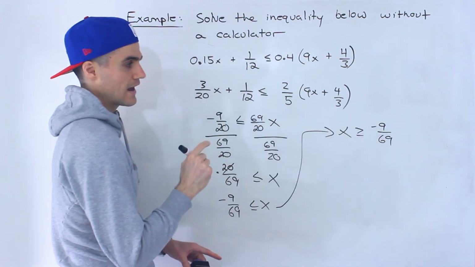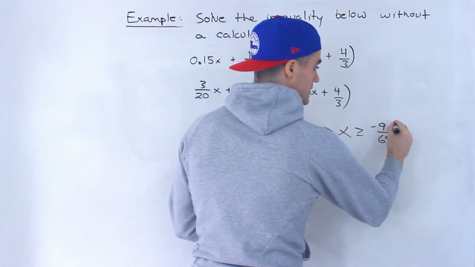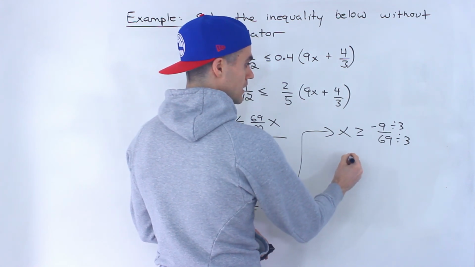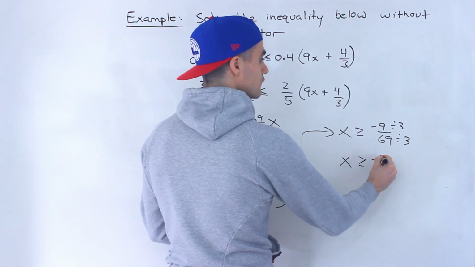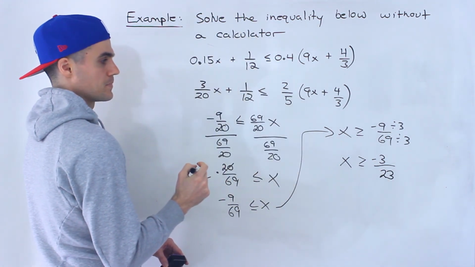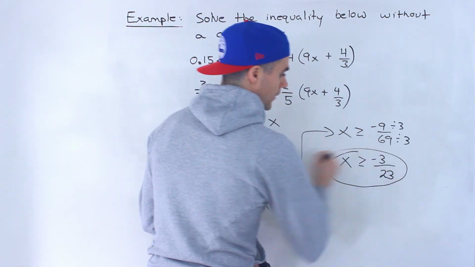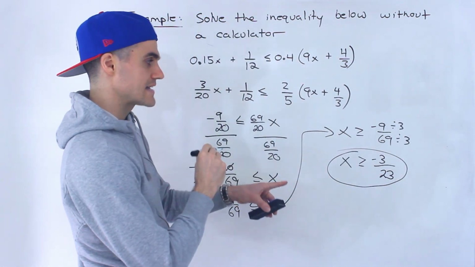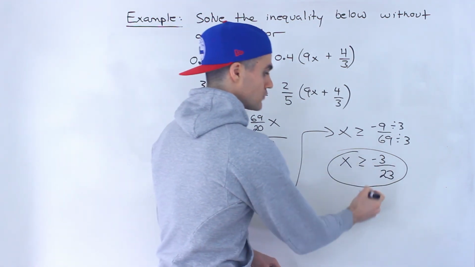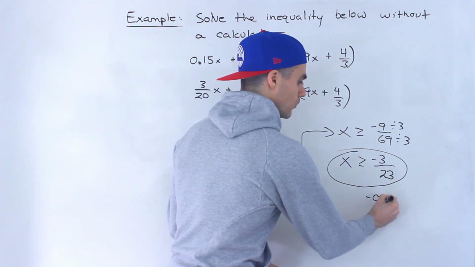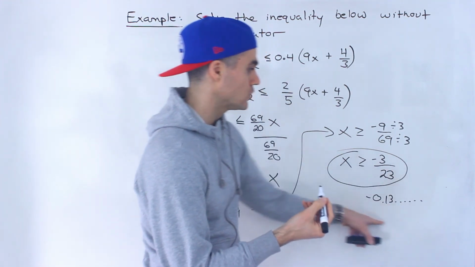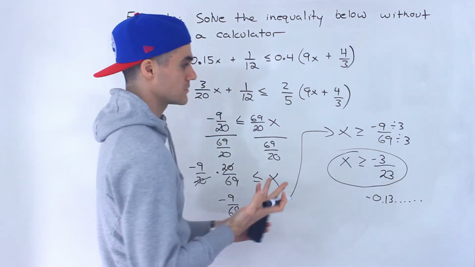And then this here, that actually can simplify further. We can divide this by 3, divide that by 3. So we would end up having x is greater than or equal to negative 3 over 23, like that. So this here would end up being the answer. And if you did this with a calculator, the negative 3 over 23, that's going to be like negative 0.13, and it's going to repeat if you notice. And so getting that value without a calculator would be impossible, right?